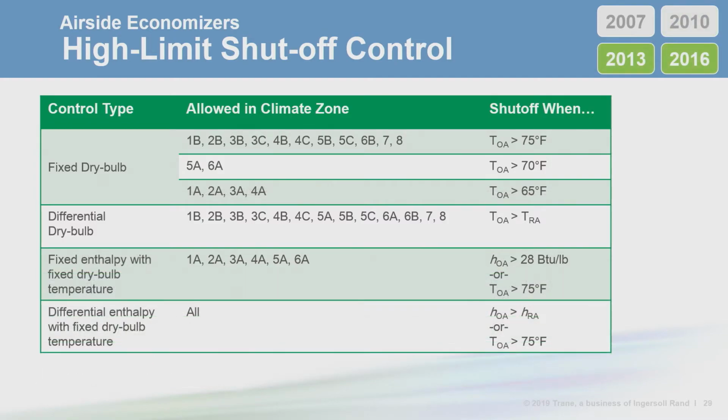Finally, in the 2013 and 2016 versions, the control type table was replaced and the cold shutoff temperature at 65 degrees was restored. Fixed dry bulb temperature and differential dry bulb temperature control remain with two new control types: fixed enthalpy with fixed dry bulb control and differential enthalpy with fixed dry bulb temperature control.